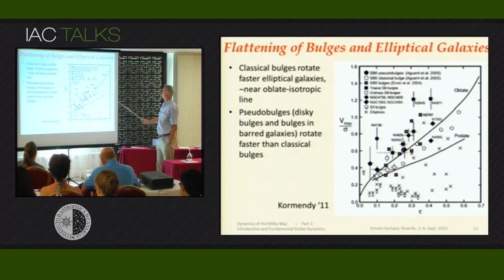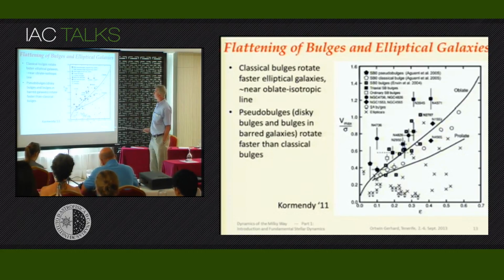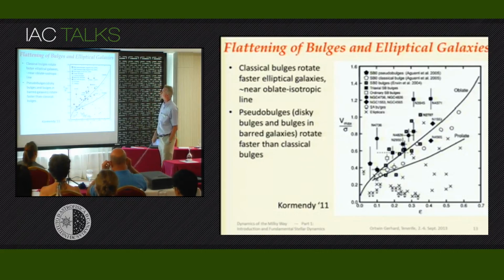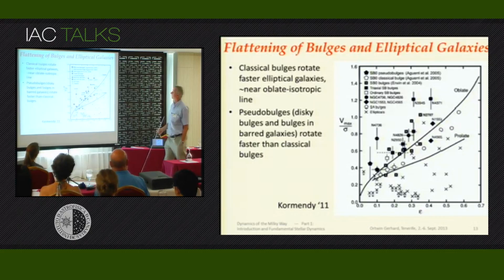So that's the line where all the velocity dispersions are isotropic, and for the given axis ratio here, the system has just enough rotation to make it isotropic at that axis ratio for an oblate geometry. And then there's various points here. The crosses are elliptical galaxies, massive elliptical galaxies, let's say.